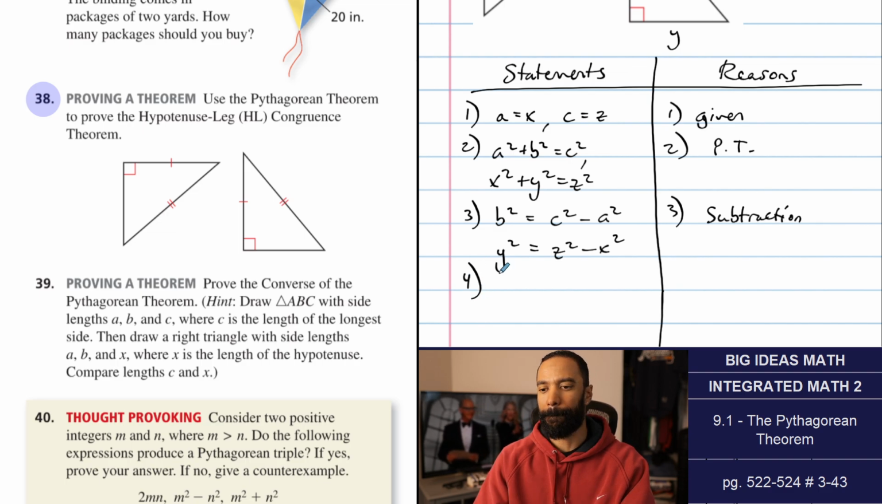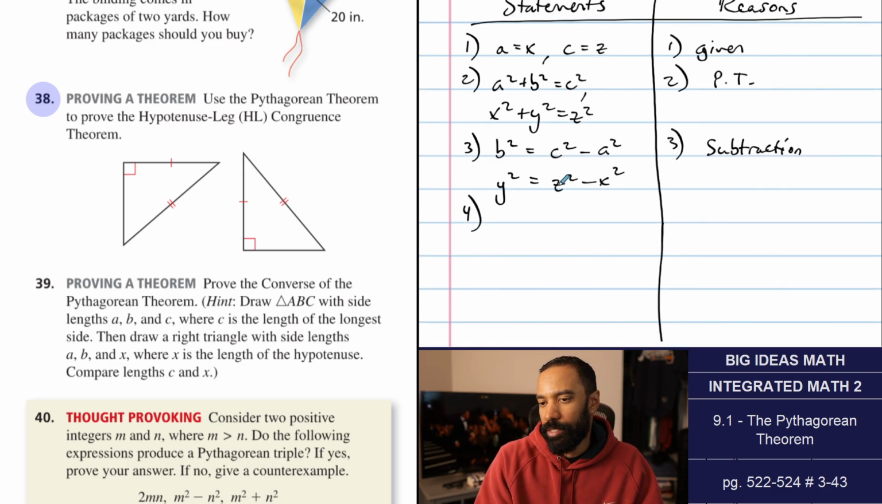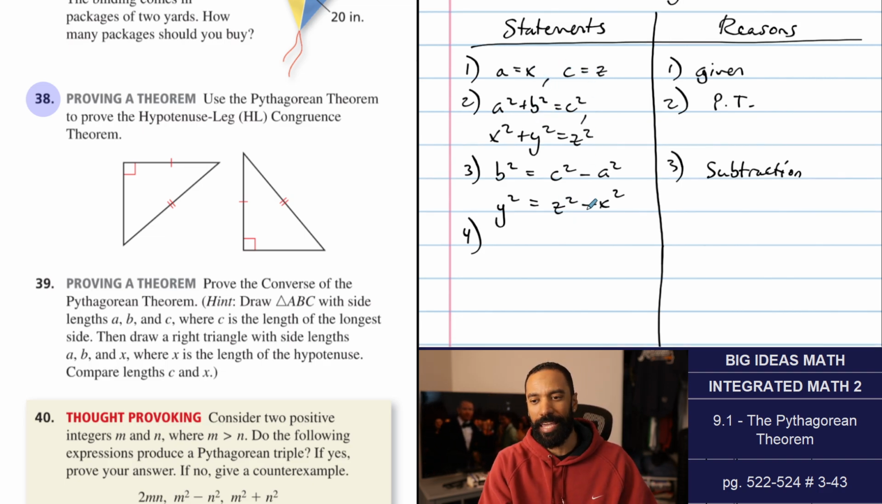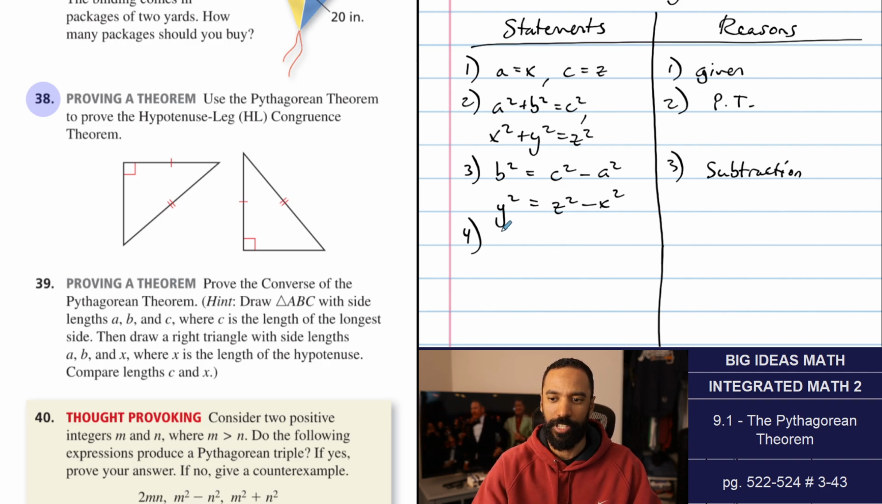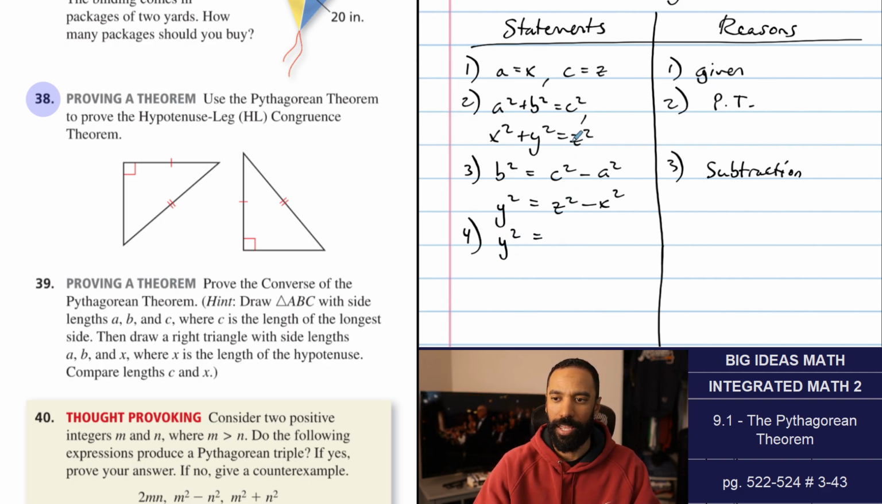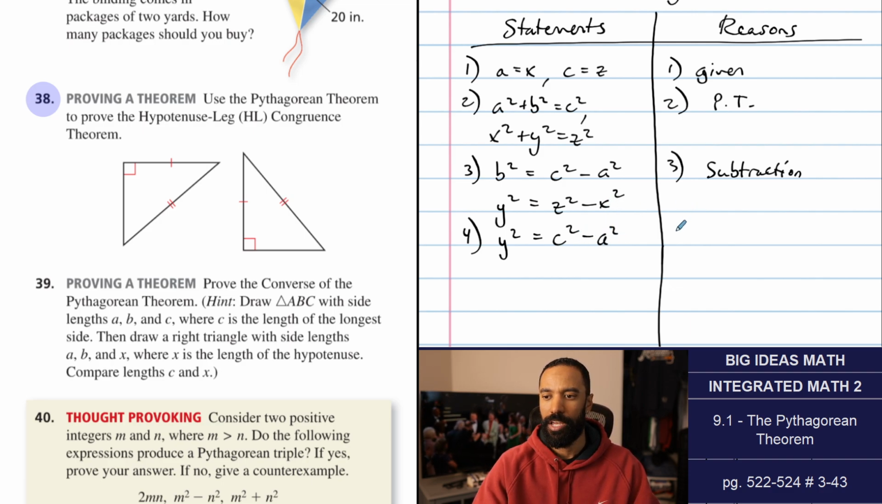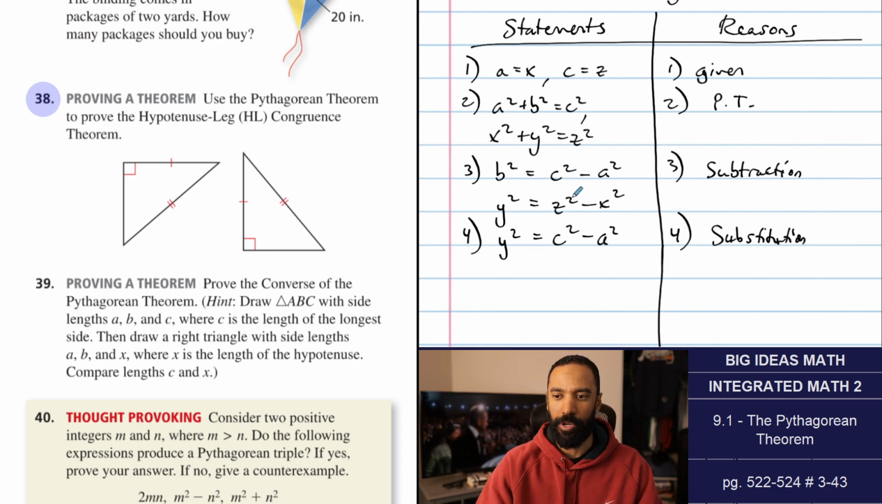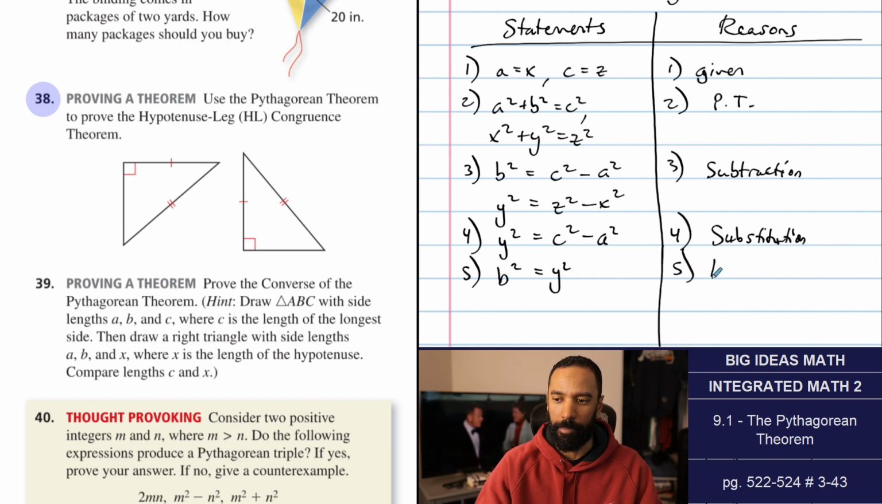And then because A is X and C is Z, I can substitute them in. I can say Y squared is, C is Z, so C squared minus A squared, and then X is that one. So that's a substitution. So now B squared and Y squared both equal the same thing, so they can equal each other. B squared equals Y squared. That's the transitive property.